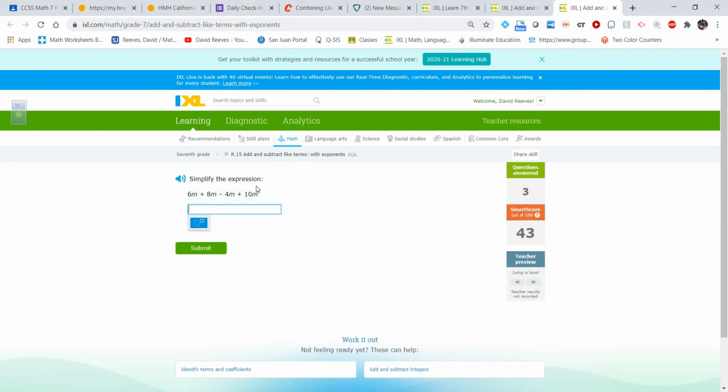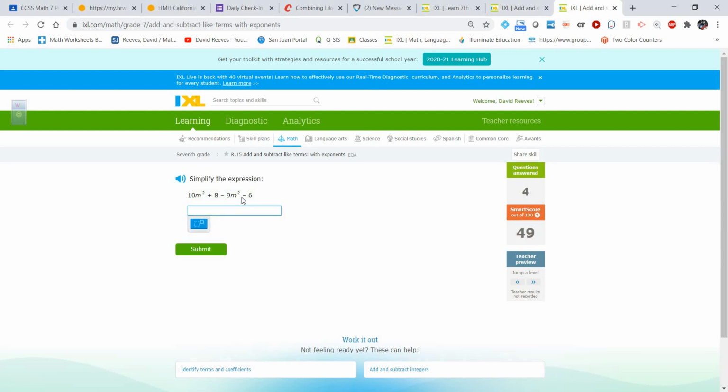All right, again, all like terms. Now we have a subtraction here, right? Well, 6 plus 8 is 14. 14 minus 4 is 10. And 10 plus 10 is 20. Again, we can combine them all because they all have m's. They are all like terms.